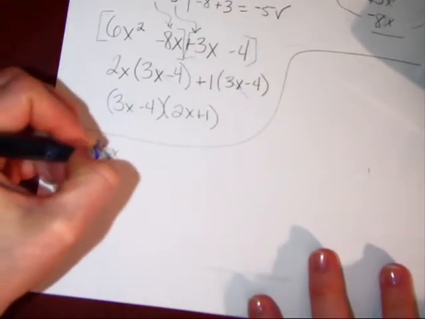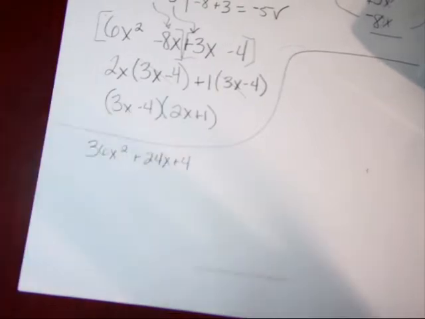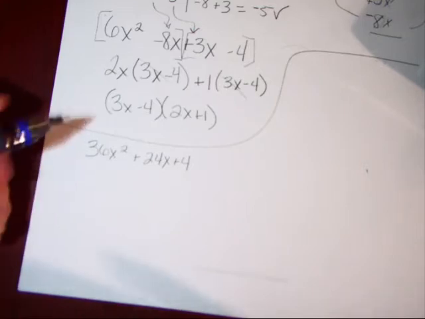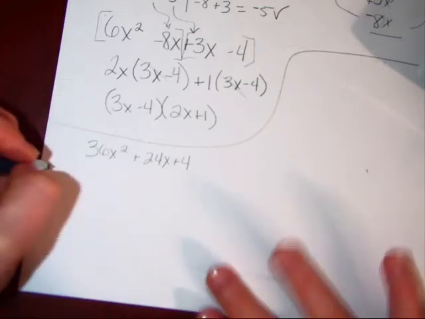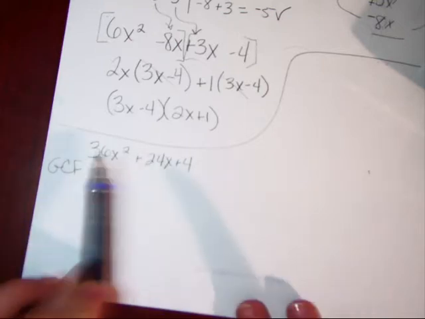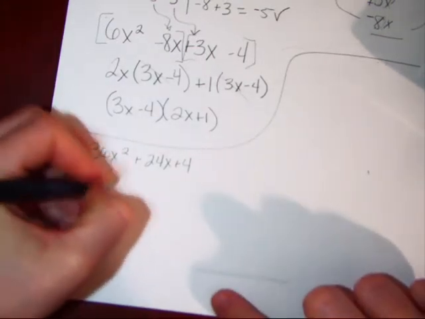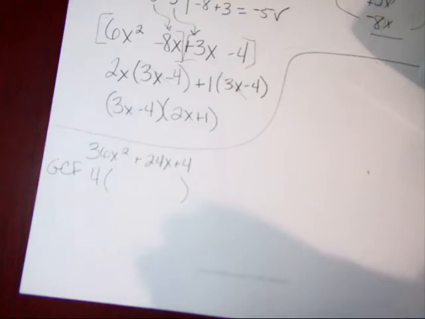Let's say that we have something else like 36x squared plus 24x plus 4, and I told you to factor this. Unlike the last problem, we absolutely need to find the GCF, because this one has it. In this particular problem, the GCF is the biggest number that goes into all of these. In this case, I think it's going to be 4. So we need to pull out a 4 before we begin our problem.